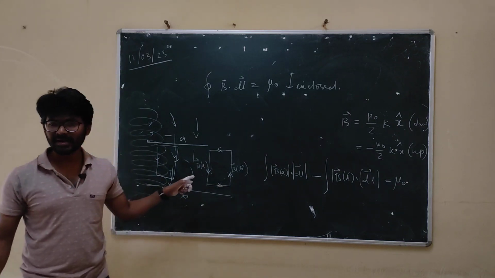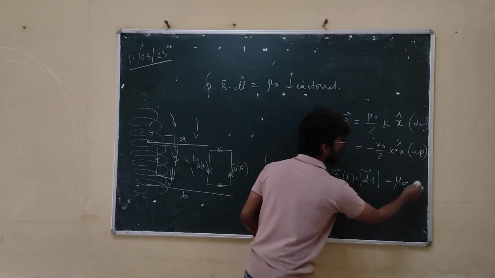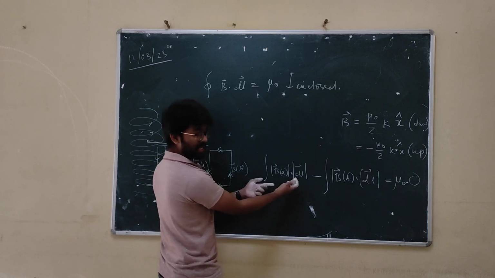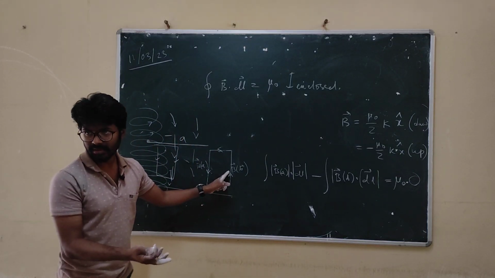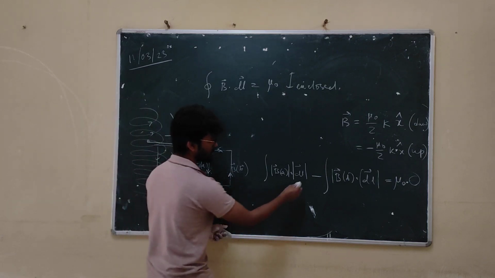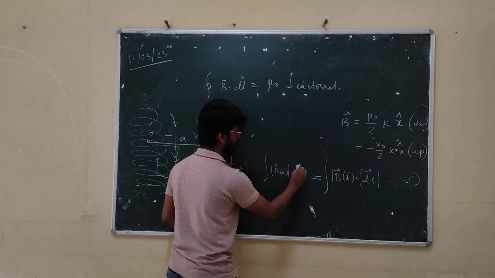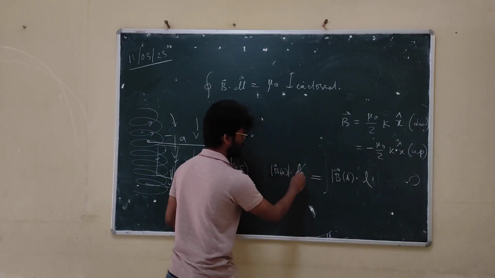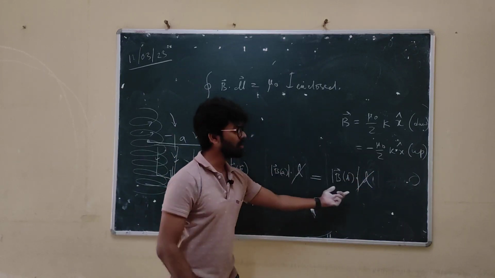How much current is in the loop? No current, there is no current, so the answer is 0. That means the integration of dl, the integration of dl is L, the same length, right? So this equals this, and the integration of dl becomes L, L cancels, which means whatever BA is must be equal to BB.